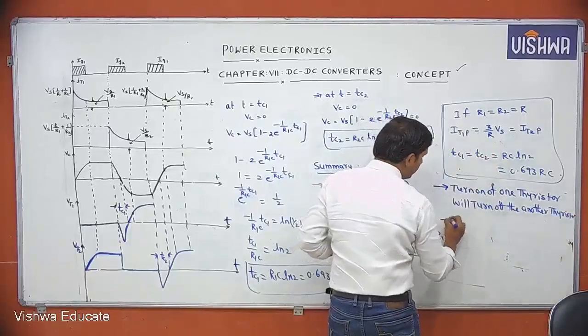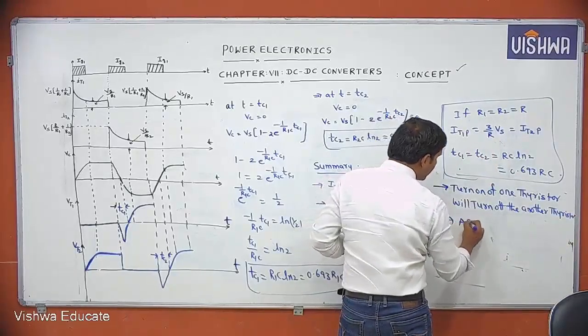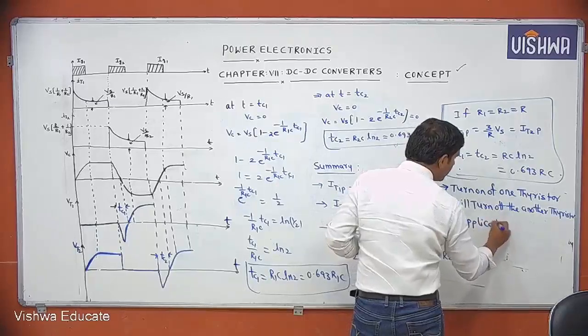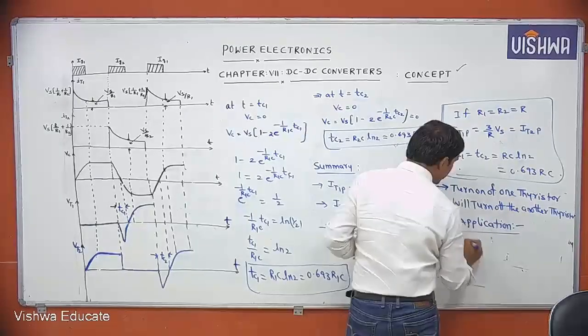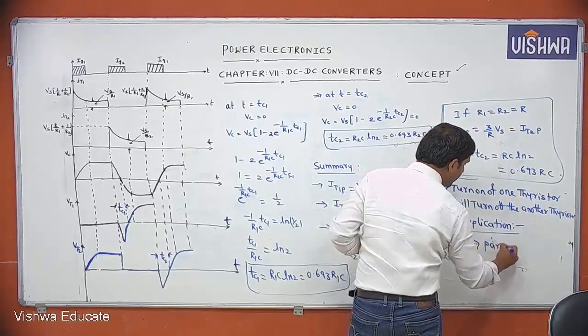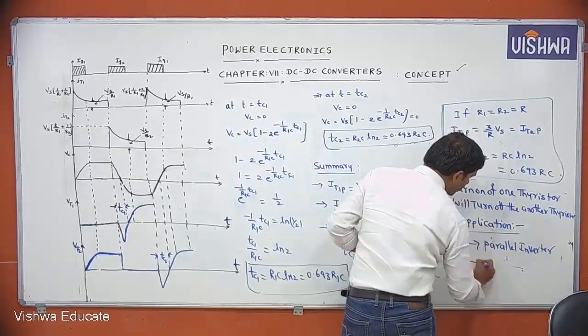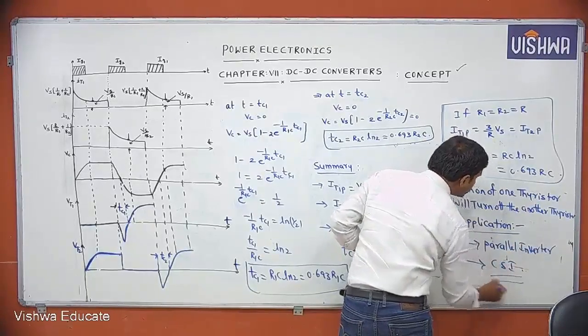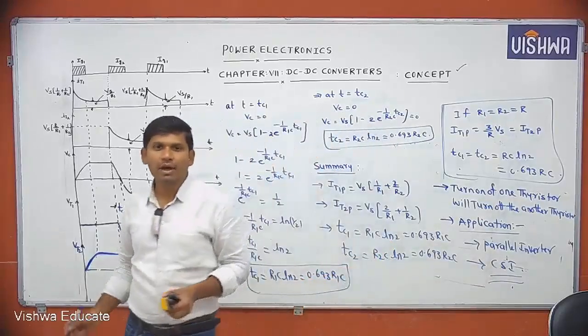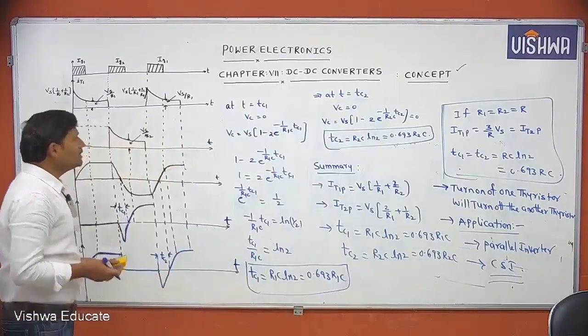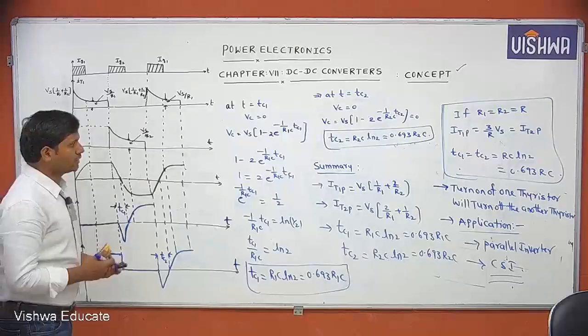Then what is the application of class C commutation? One is in the parallel inverter. The another one is in the current source inverter; we can also use this class C commutation or complementary commutation. This is in detail about class C commutation that you consider.